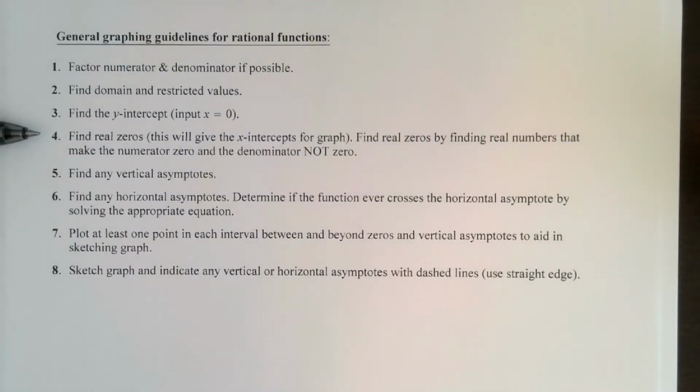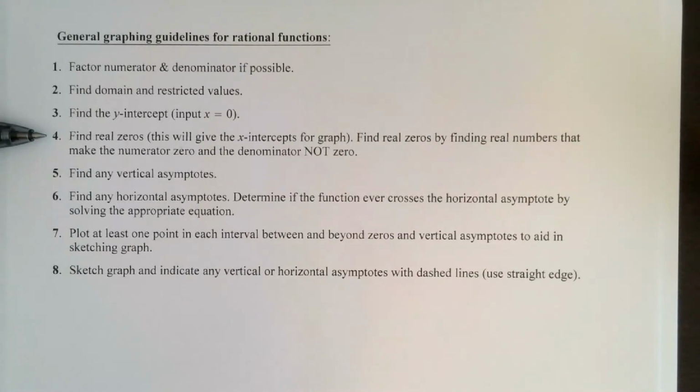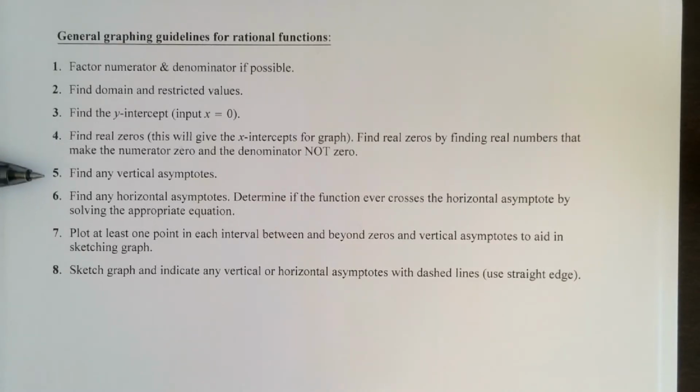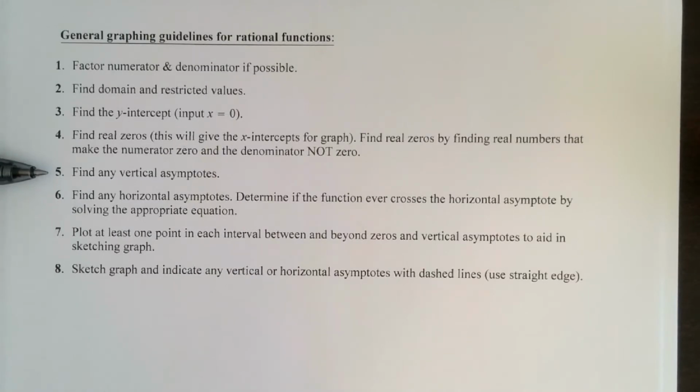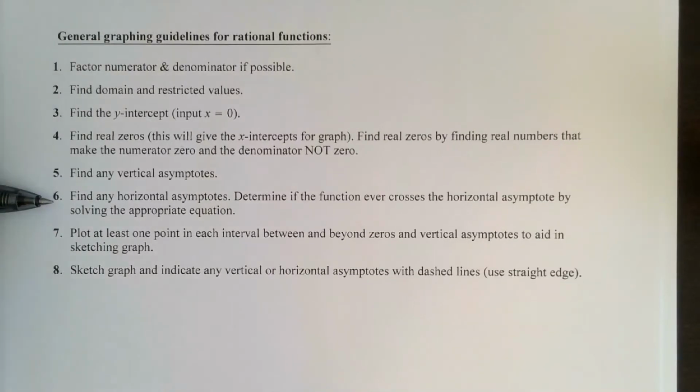We're talking about real numbers, not the non-real, imaginary, or complex numbers that may be zeros, just the real zeros. Then we're going to find any vertical asymptotes, and we talked about that in the first video on this topic. And then the horizontal asymptotes, which we talked about in the second video. One thing I like to do too is, when I find the horizontal asymptote, if there is one, determine if the function ever touches or crosses it. I'll show you how we can do that algebraically.